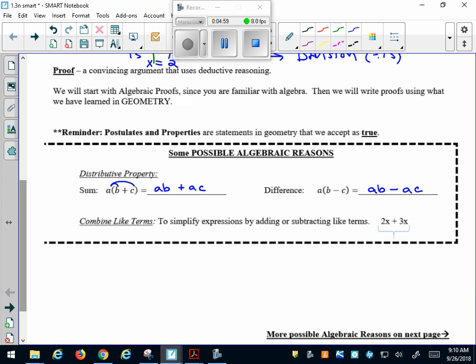Good. And then combining like terms, remember that like terms means you have to have the exact same combination of variables. So you can only add x's to x's. So 2x plus 3x would be what? 5x. Can you add 2x plus 3x squared? No. Can you add 2x plus 5y? No. Okay, so it has to be exactly the same terms.